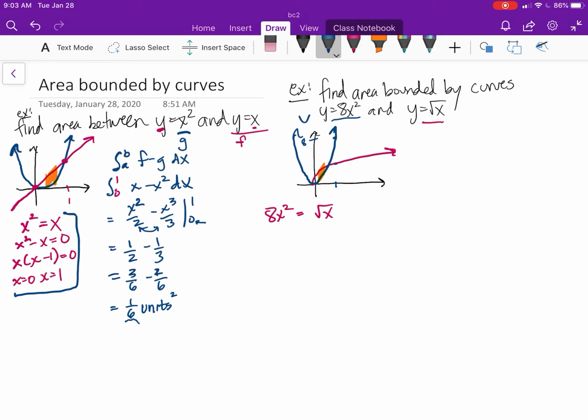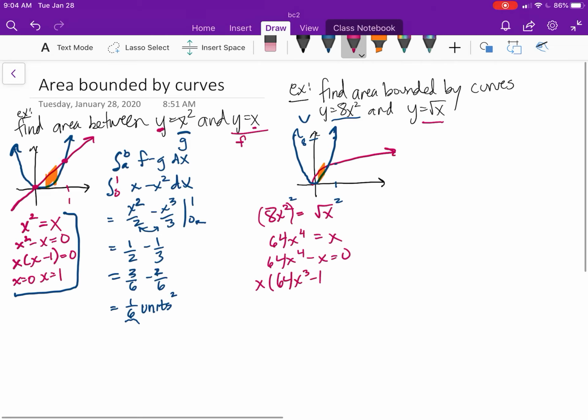Okay, to solve this, let's go ahead and square both sides. So we would have 8x to, or I'm sorry, square the whole thing, right? 64x to the 4th equals x. Solving for x, we have 64x to the 4th minus x equals 0. All we can do is factor out that x. So this yields x equals 0. We're going to have to set this guy equal to 0.